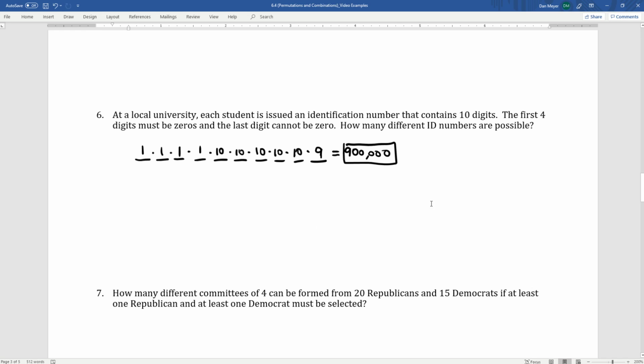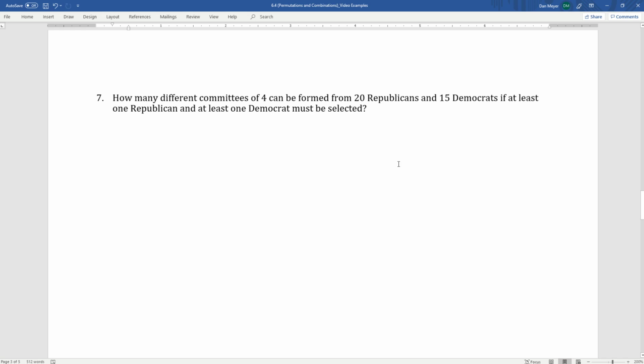All right, number 7, how many different committees of 4 can be formed from 20 Republicans and 15 Democrats if at least one Republican and at least one Democrat must be selected? So again, we see this at least language, and that's an indicator that we might want to break these down into cases.